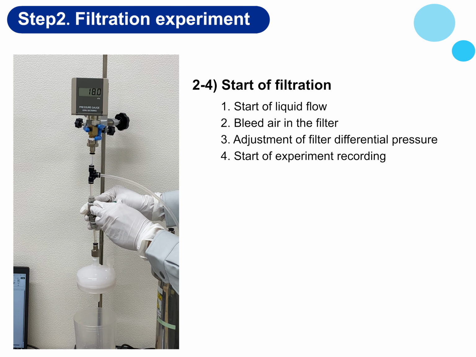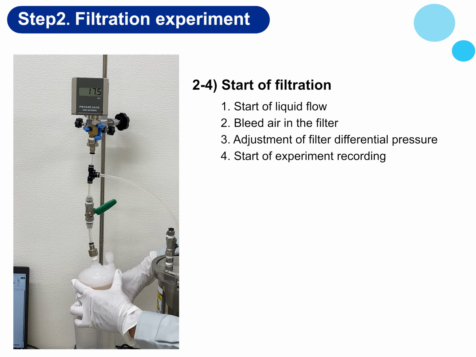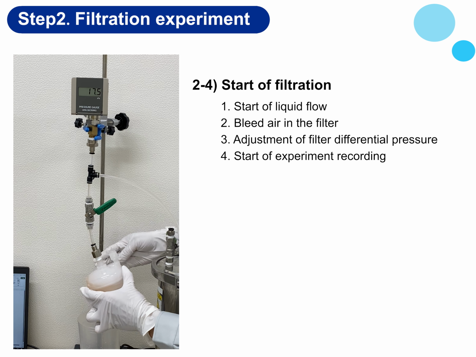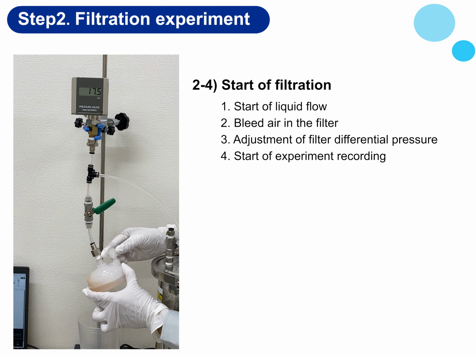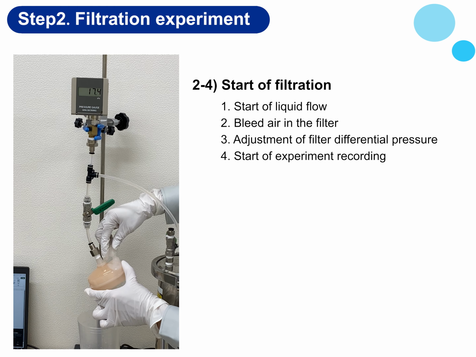Slowly open valve B to start the liquid flow. At this stage, do not open the valve all the way, but just enough to allow the liquid to flow. The first step after starting to pump liquid is to bleed air from the filter. Accurate filtration evaluation cannot be performed if air is trapped in the filter. Therefore, it is important to remove the air immediately after the start of the process. Close the air vent when the air has been purged.